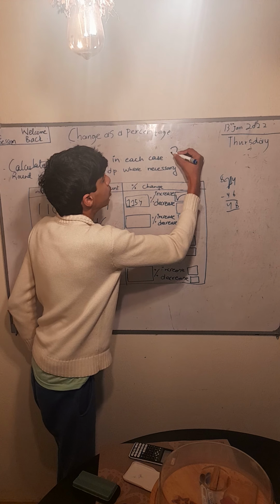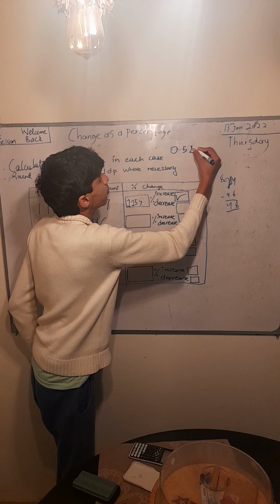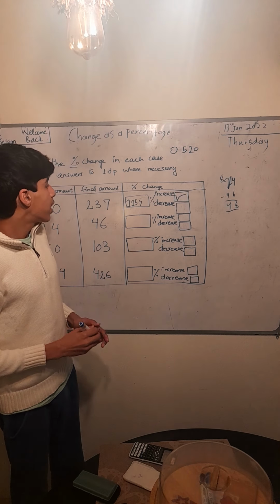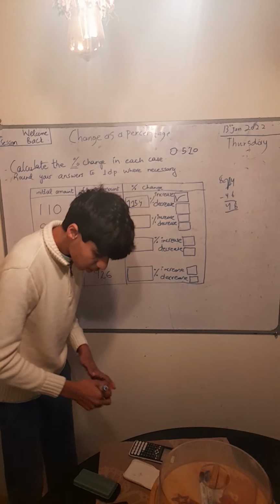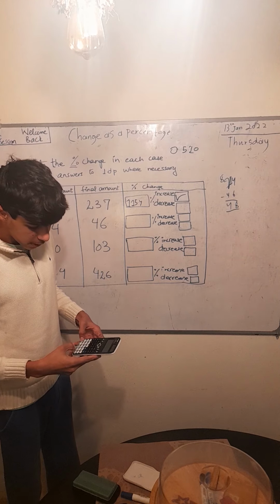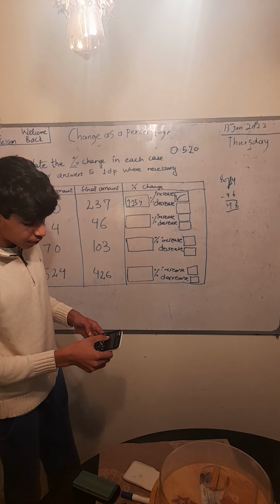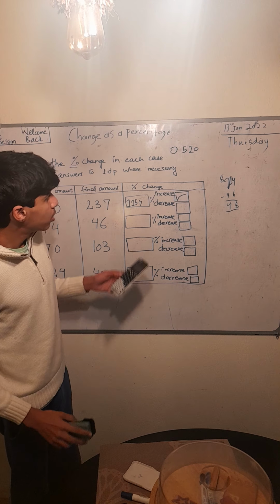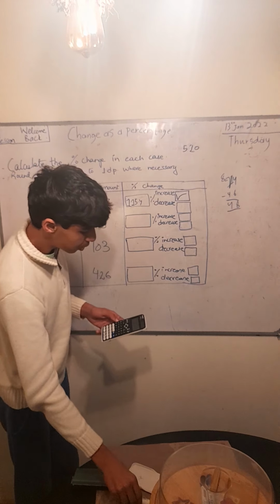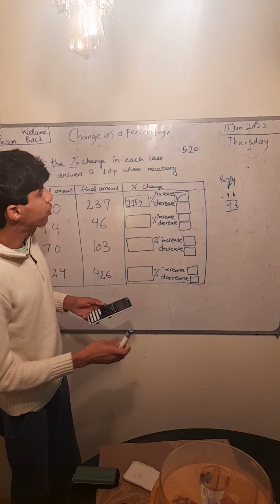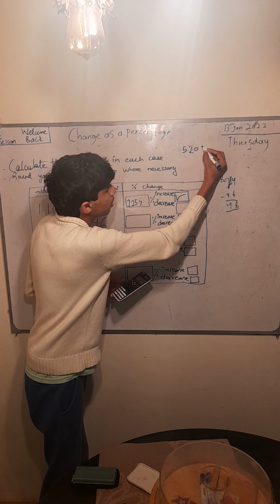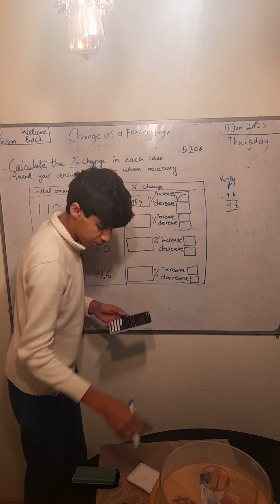0.510. Now we will multiply by 100 so that we can see our percentage change. Multiplied by 100, we have 51.06. So for the decimal change, obviously we will remove the 0, and the decimal will be here: 51.06.